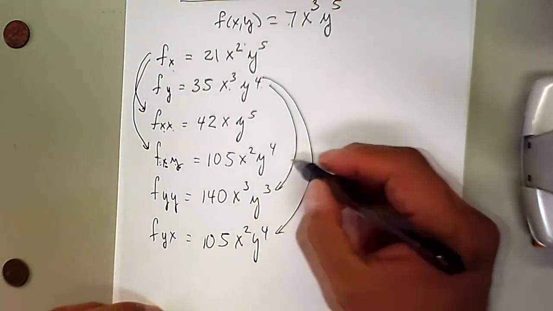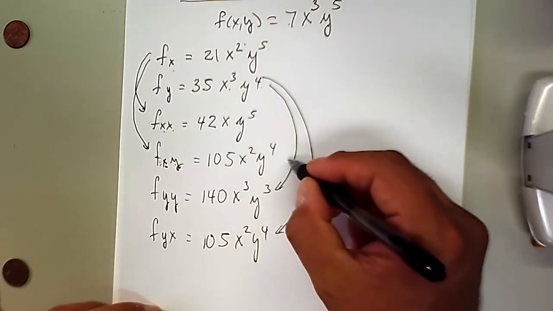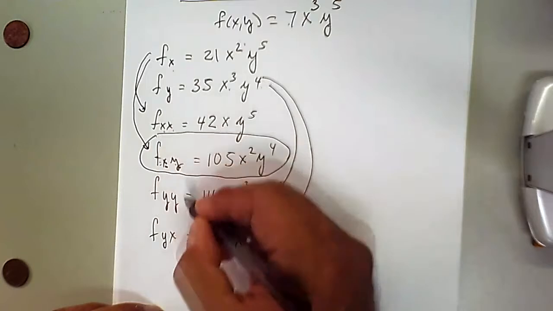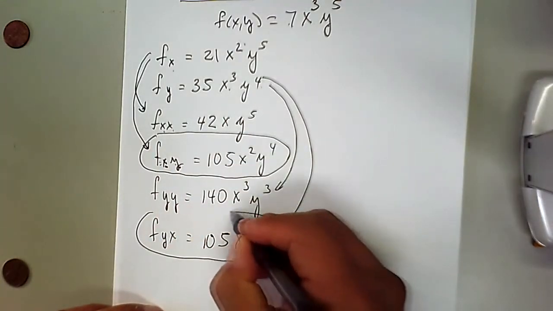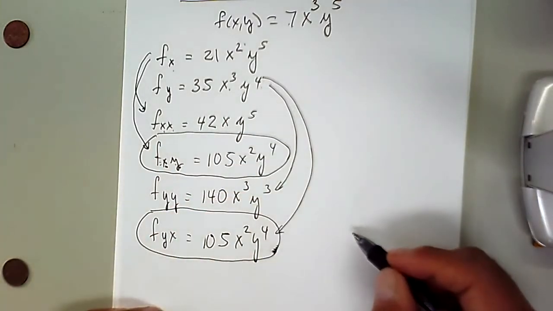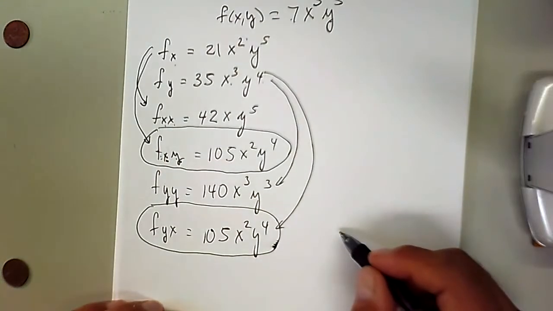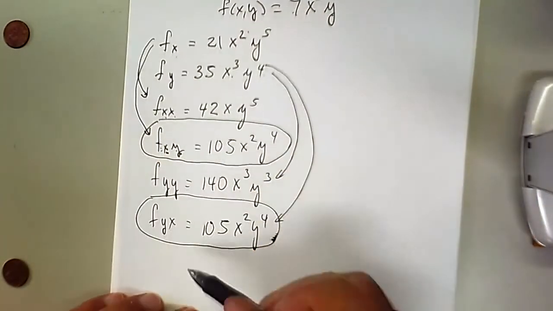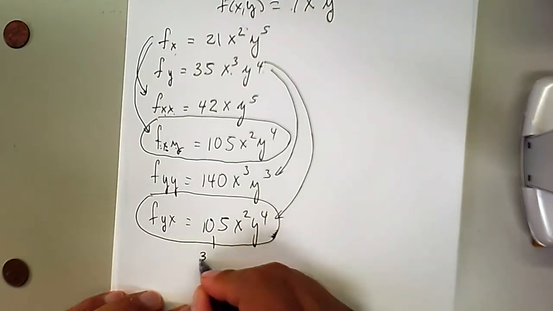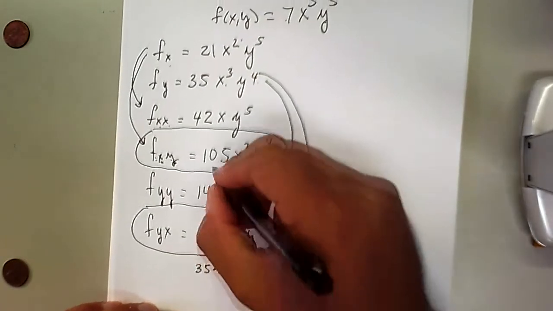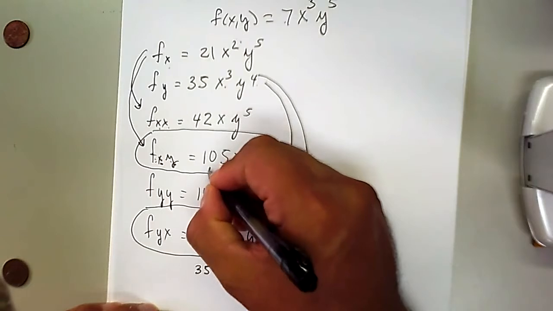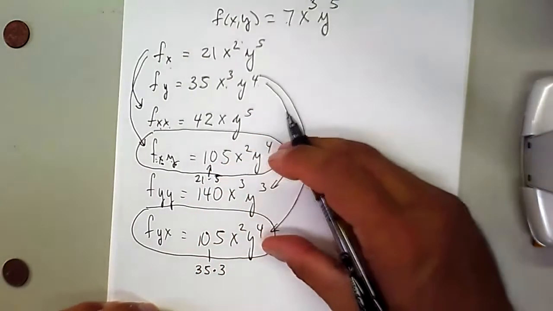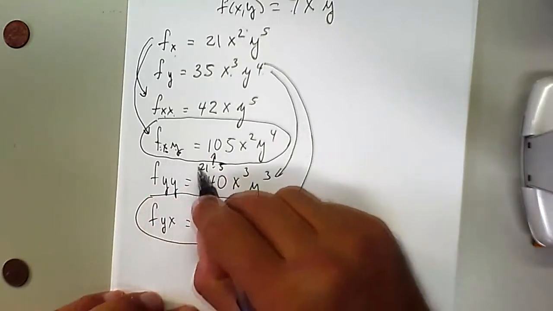Notice that those two are the same. I'm going to circle them. This guy turns out to be the same as that one, and that is no coincidence. However, the way we came up to those two is different. This 105 came from 35 times 3. This 105 came from 21 times 5. So watch out. We do end up with the same answer if you mix them.